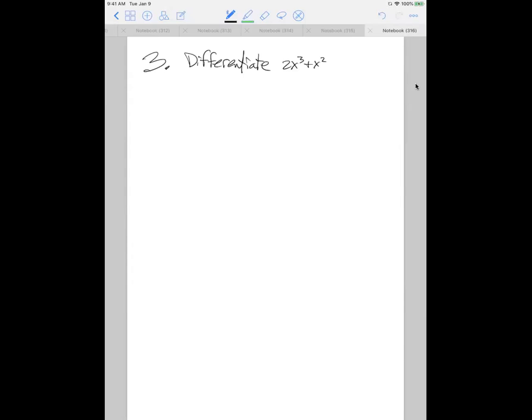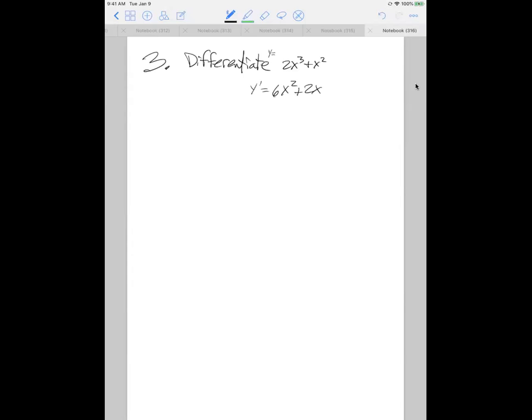So differentiating, the first step is bring the power down front and subtract the power by 1. So what do we have? Bring the 3 down, multiply it times the 2. That means if this is y, then y prime equals 6x squared plus 2x. And notice how familiar that looks to the next part of the question.